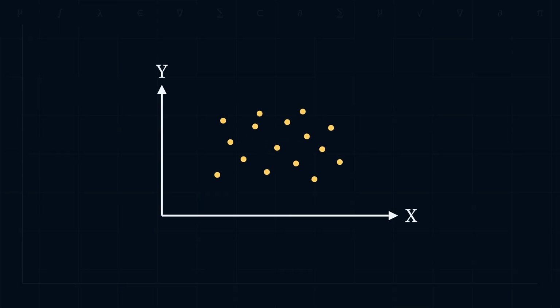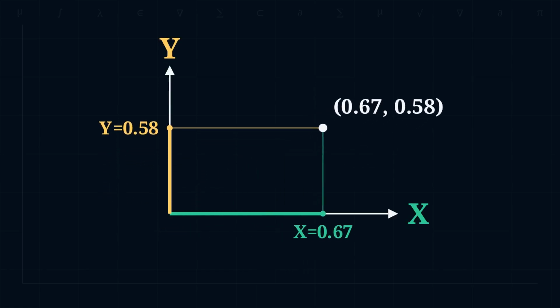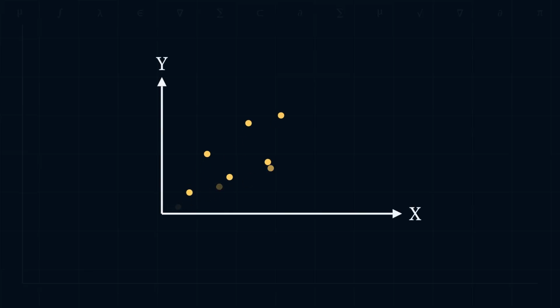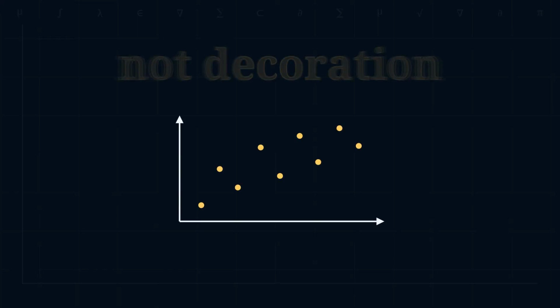A scatter plot is the antidote to that compression. One axis carries one variable, the other axis carries the second variable, and each case becomes a dot whose position encodes both values at once. This is not decoration. It is the geometry of your data.